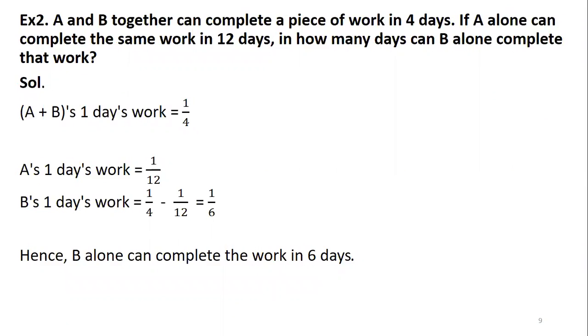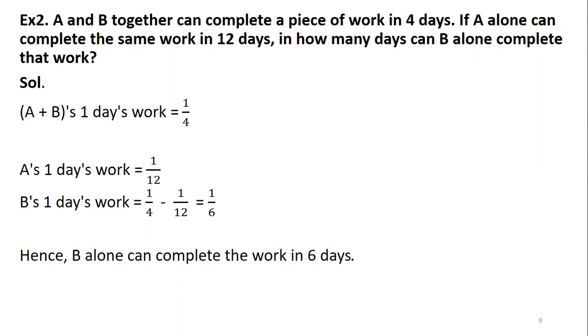Now A and B together can complete a piece of work in 4 days. If A alone can complete the work in 12 days, in how many days can B alone complete the work? So A is given, together is given; now only B we need to calculate. They are completing in 4 days, so that means in 1 day, 1 by 4th part of the work, that is 25% of the work, will get completed by A and B together.